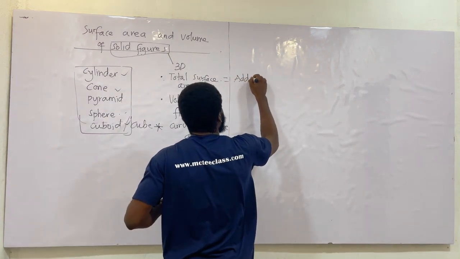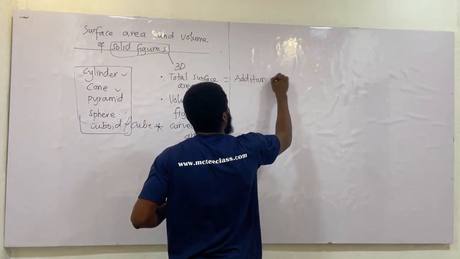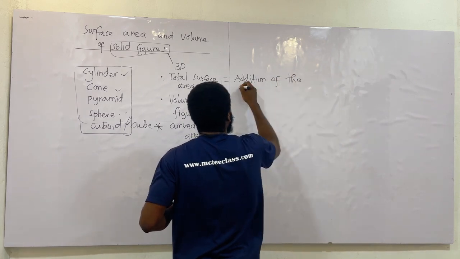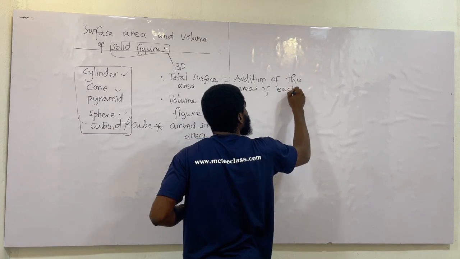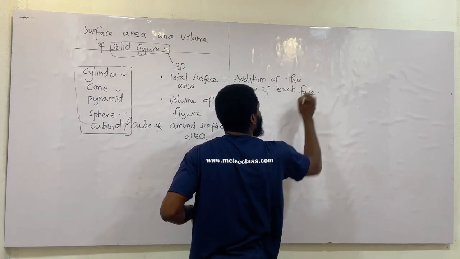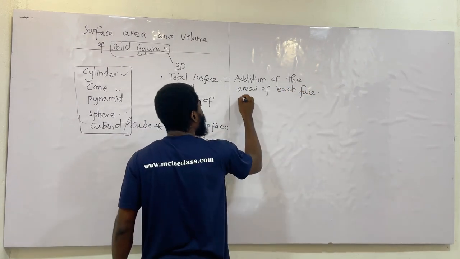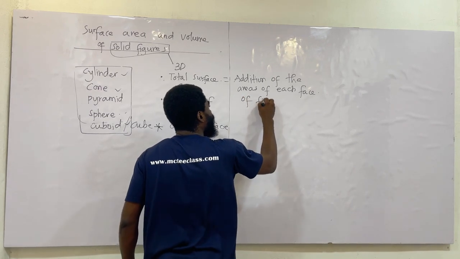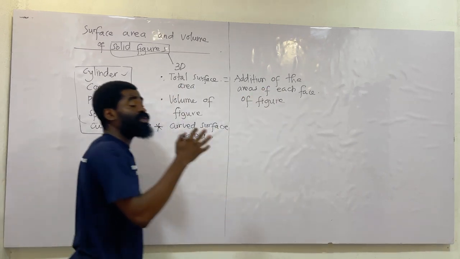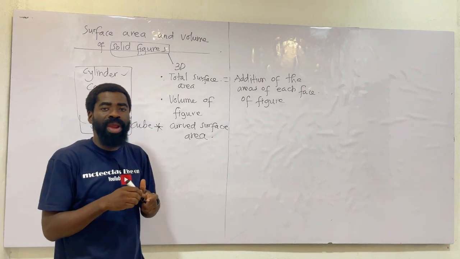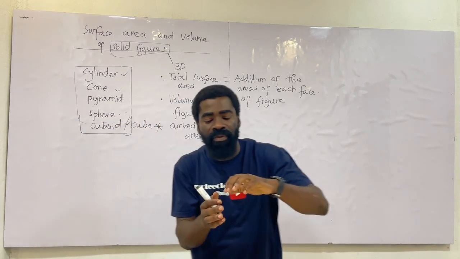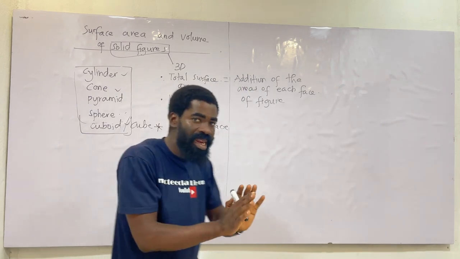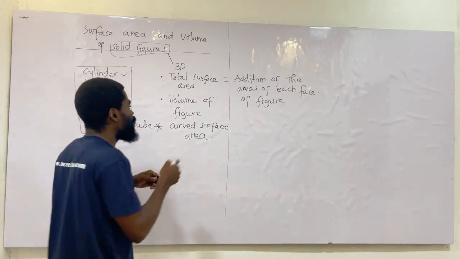Addition of the areas of each face of the figure. That means that if the figure has 6 faces, I'm going to find the area of all the 6 faces and add it together. If it has 3 faces, I'm finding the area of the 3 faces and adding them together. That's how I find the total surface area.